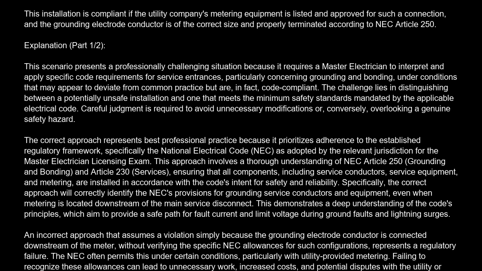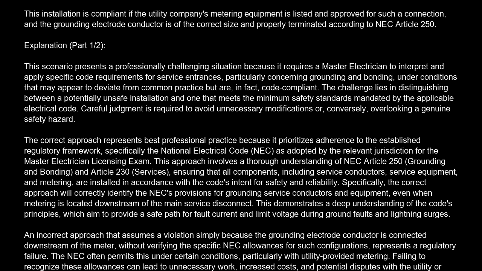This approach involves a thorough understanding of NEC Article 250, grounding and bonding, and Article 230, services, ensuring that all components, including service conductors, service equipment, and metering, are installed in accordance with the code's intent for safety and reliability. Specifically, the correct approach will correctly identify the NEC's provisions for grounding service conductors and equipment, even when metering is located downstream of the main service disconnect. This demonstrates a deep understanding of the code's principles, which aim to provide a safe path for fault current and limit voltage during ground faults and lightning surges.